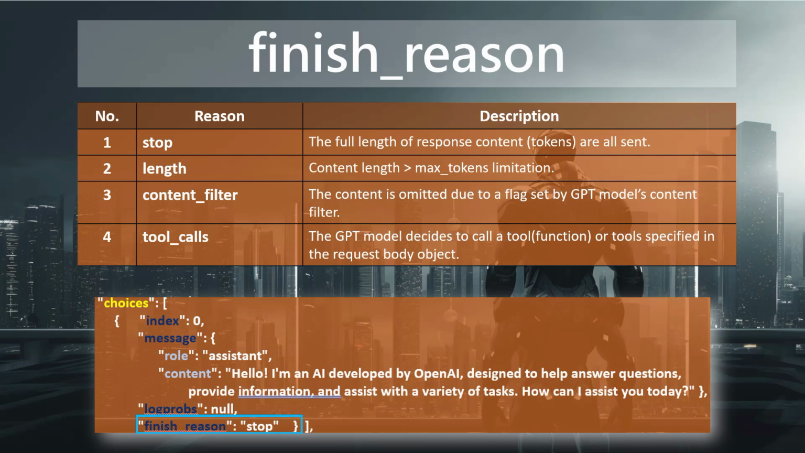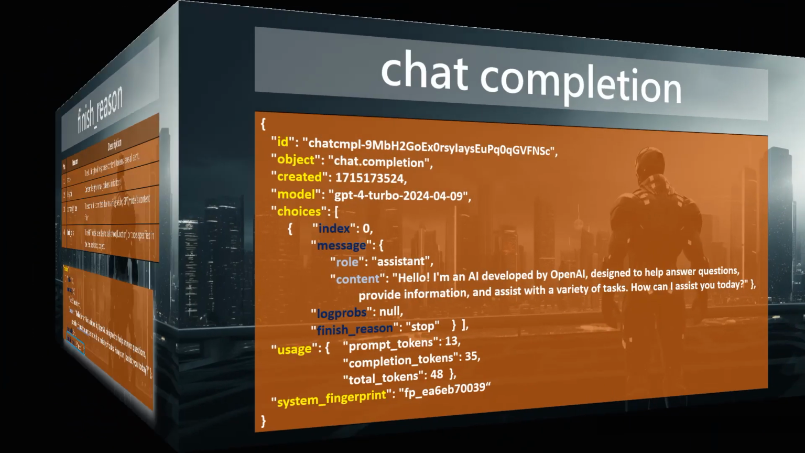If you receive a finish reason as content filter, the content is filtered out due to a flag from the GPT model's content filter. The model might filter out potentially harmful or unsafe content. OpenAI also provides a moderation endpoint which allows you to check whether certain content is potentially harmful. But that's beyond the scope of this course. You can check it on OpenAI's documentation if you want. If the model decides to call a function specified in your request, then you'll get a finish reason as tool calls. Okay, the usage object.